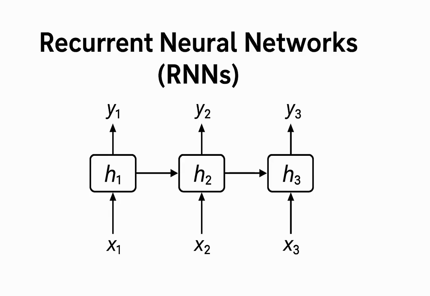Before we dive into LSTMs, let's quickly recap what recurrent neural networks, or RNNs, are. They're designed to handle sequences of data, like sentences, stock prices, or audio. Unlike feed-forward networks, RNNs pass information forward in time, like a memory chain. But they come with problems too, which we'll explore.